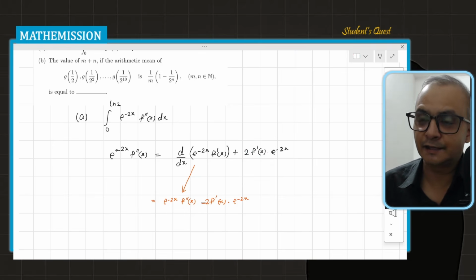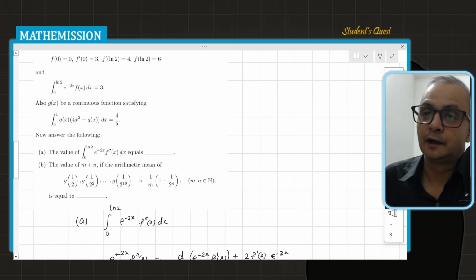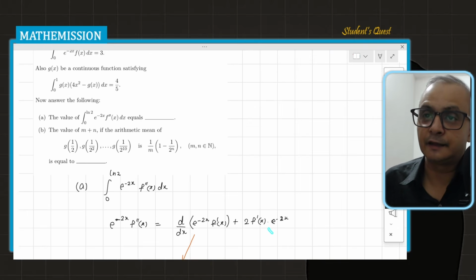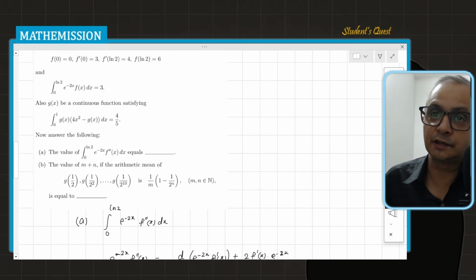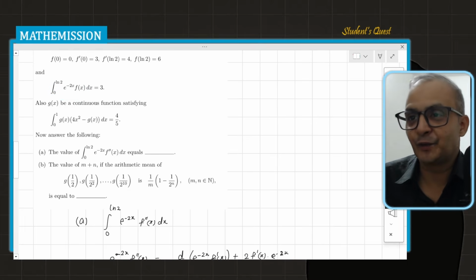And how did this idea come to mind? Because you notice this information is given, meaning our target is to just achieve e to the power minus 2x f(x) anyhow. Further from here, I can directly apply the integration, and instead of just integrating I can use this fact as 3. So let's try how we can do it.